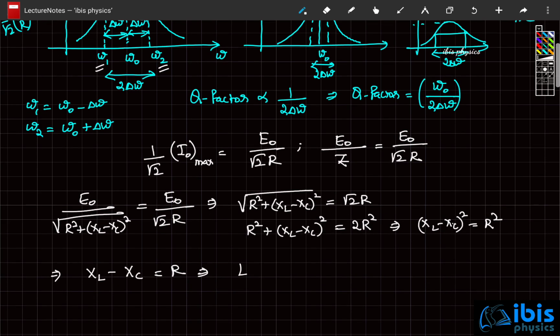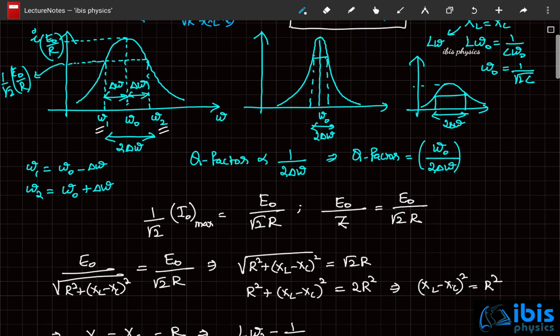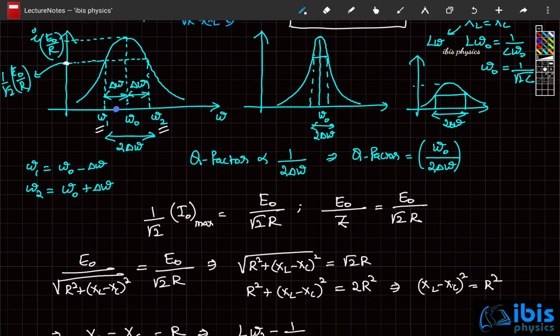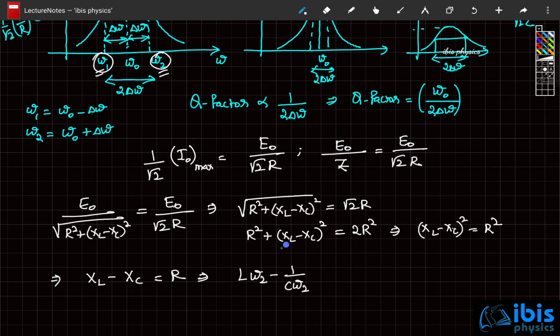L into omega 2 minus 1 by C omega 2, because we are considering the case when the current is 1 by root 2 times the peak current. So the 1 by root 2 times the peak current here will come either at omega 2 or omega 1. So we are writing XL and XC for either omega 2 or omega 1. Either way you will be getting the same answer. So R equals that.